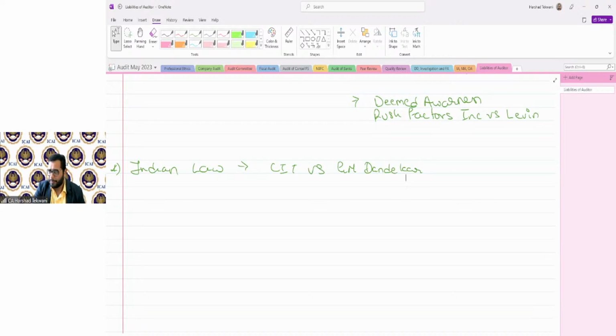Okay, and it was held that in this particular case, there was a matter with the Madras High Court where Mr. Dandekar, or GM Dandekar, was under obligation to perform the audit with auditing skills and diligence. However, he did that, but there was a negligence on his part. So the accountant here was required to prepare and present the correct financial statements.